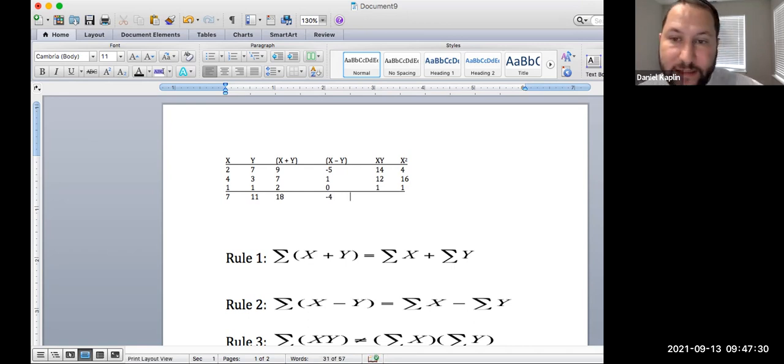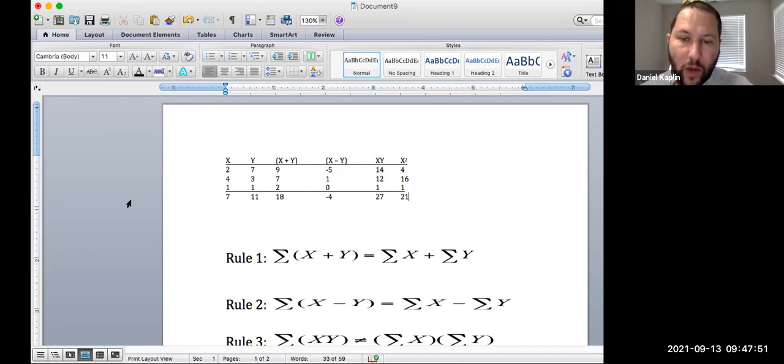What is 14 plus 12 plus 1? That's 27. And what is 4 plus 16 plus 1? It's 21. Now, I basically just did some quick math. Again, this is the benefit of using a smaller data set.